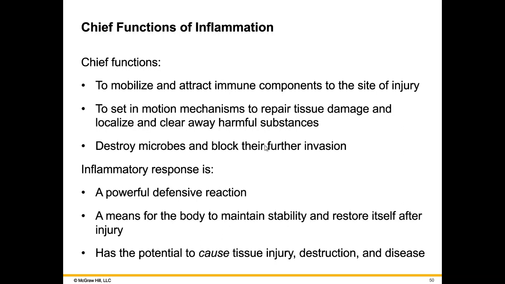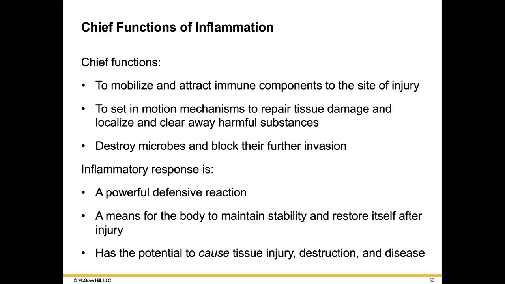So next, what is the function of inflammation? Like we said, initially we feel like it's not a very great thing, but it does have some good things that come along with it. One of the functions of inflammation is to mobilize and attract immune components. That plays into our increase in blood flow to an area. It will attract more platelets, more immune system cells, both of which are going to play a part in either healing or immune reactions.